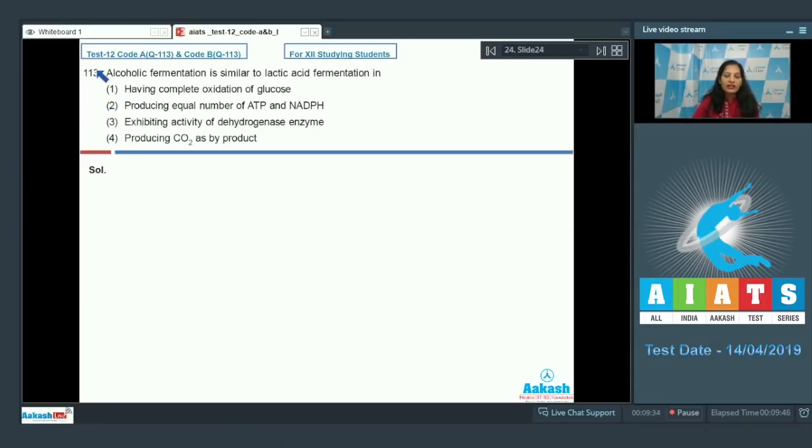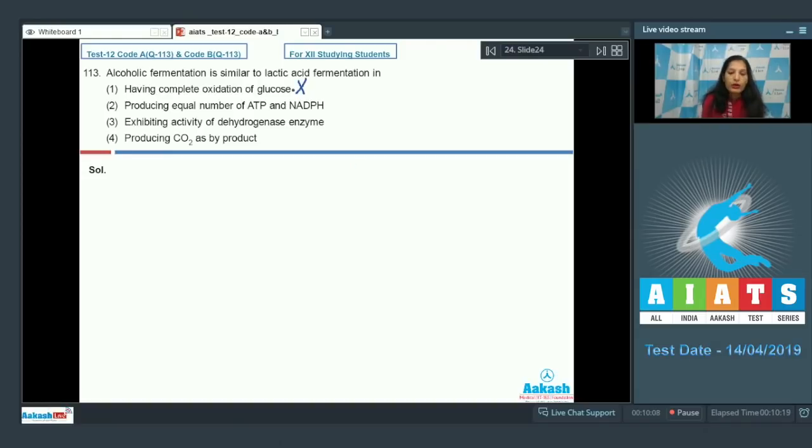Question number 113. Alcoholic fermentation is similar to lactic acid fermentation in: first option, having complete oxidation of glucose; second, producing equal number of ATP and NADH; third, exhibiting activity of dehydrogenase enzyme; fourth, producing CO2 as byproduct. So the alcoholic fermentation is similar to lactic acid fermentation: both are anaerobic respiration. They have incomplete oxidation of glucose.